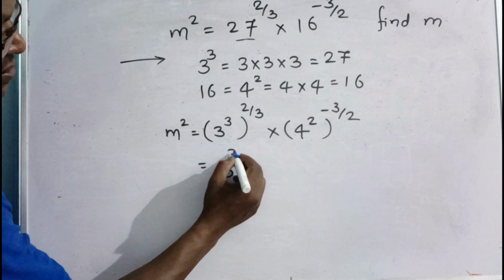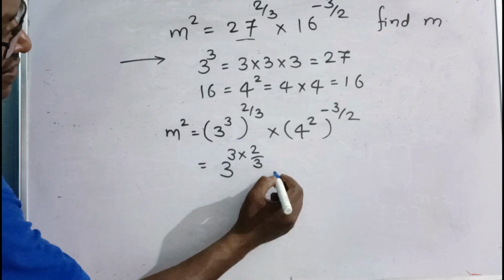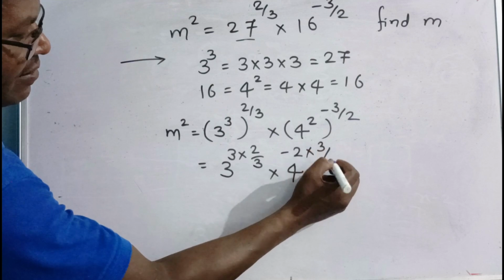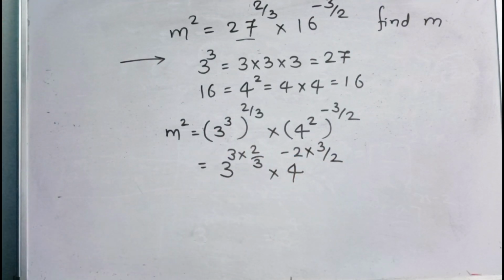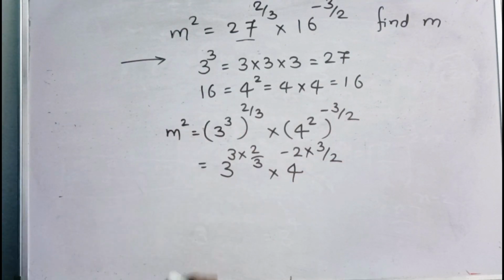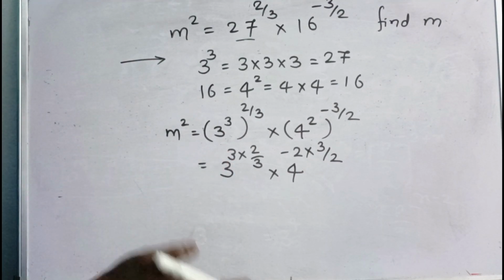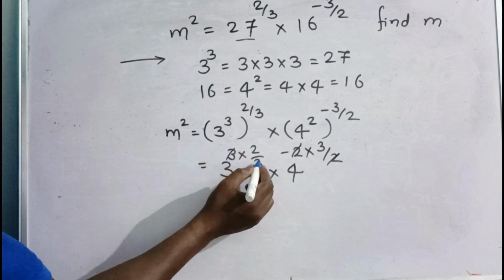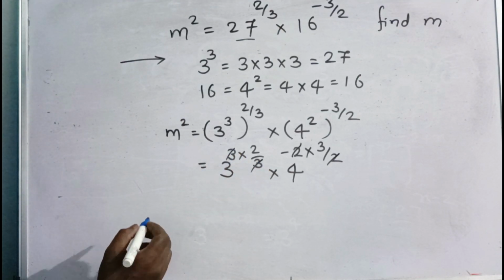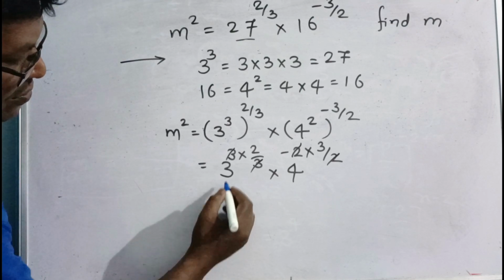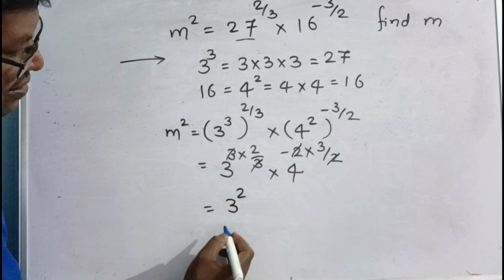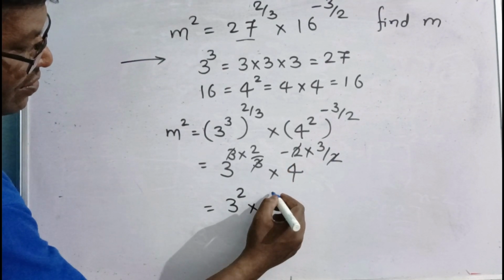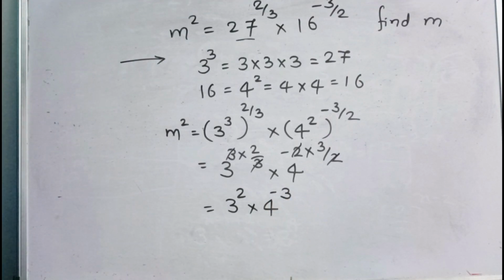3 raised to the power 3 into 2 by 3 into 4 raised to the power 2 into 3 by 2. ये मैंने माइनस इधर ले लिया, कोई दिक्कत नहीं, कोई फर्क नहीं पड़ता है, मल्टीप्लिकेशन में कोई फर्क नहीं पड़ता। ये फर्क किसमें पड़ता है, एडिशन और सब्सट्रैक्शन में। ये 2 2 get cancel here, ये 3 3 get cancel here. Now is equal to 3 square into 4 raised to the power minus 3.